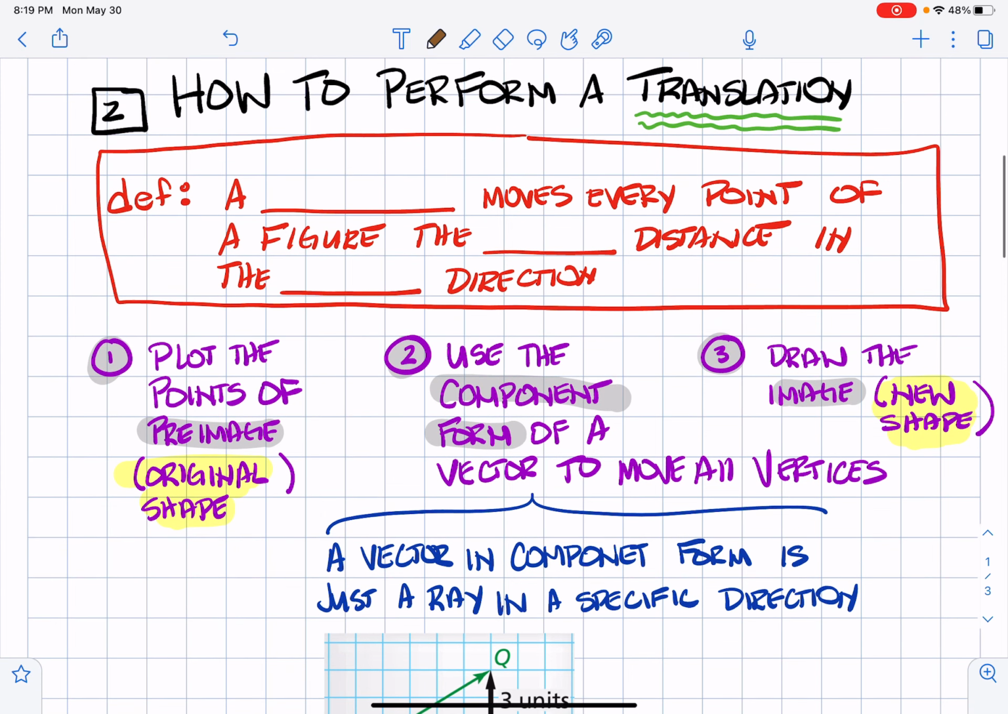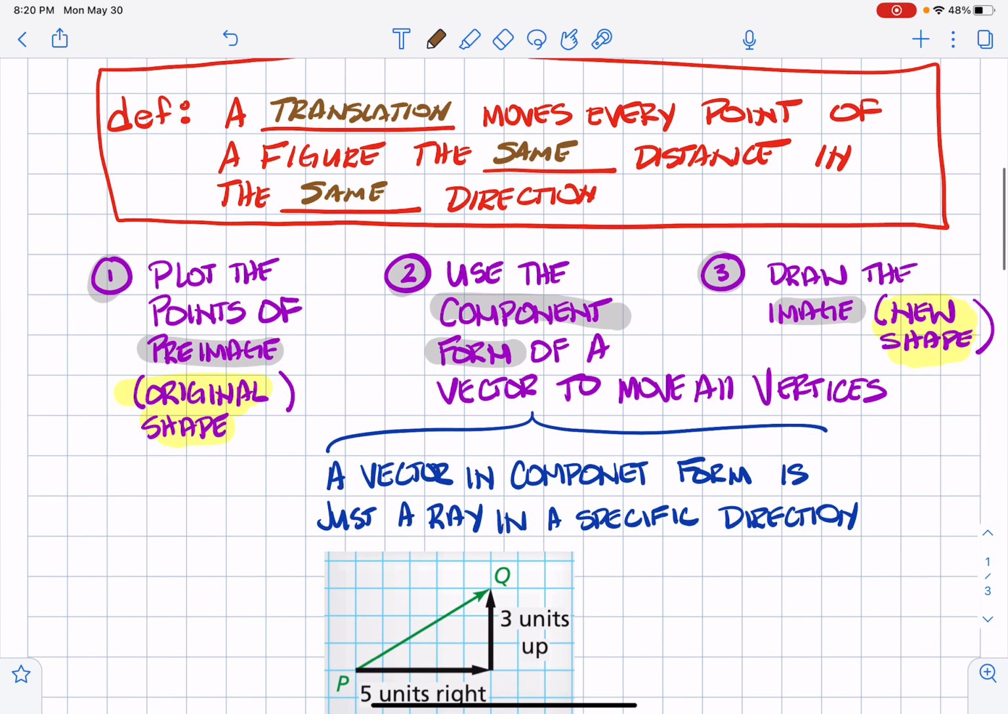Okay, box 2, how do we perform a translation? So what are we trying to do when we're saying, how do we perform one of these things? So for us, the definition is going to be a translation. So that's what goes here. So a translation moves every point of a figure the same distance in the same direction. Okay, so that doesn't seem very challenging or hard, and it's not. This concept's not too tricky. The only tricky part is understanding what vectors are.